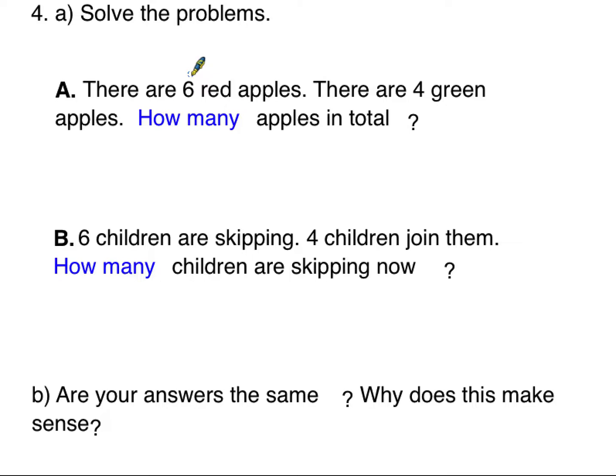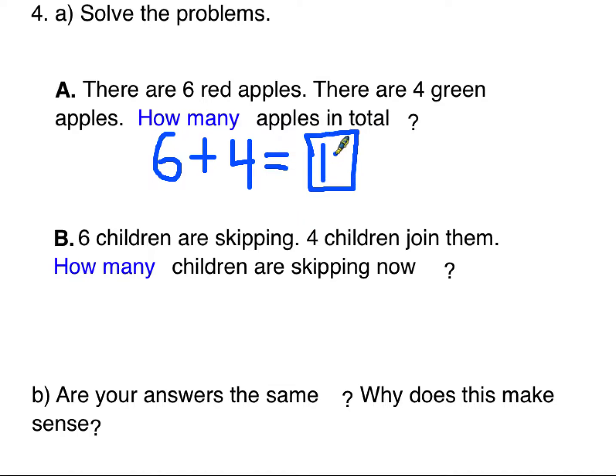There are 6 red apples. There are 4 green apples. How many apples in total? We don't know the total. But I do know we have 6 red ones and 4 green ones. That's 10 in total because 6 and 4 make 10.